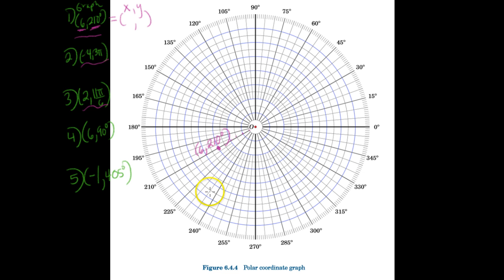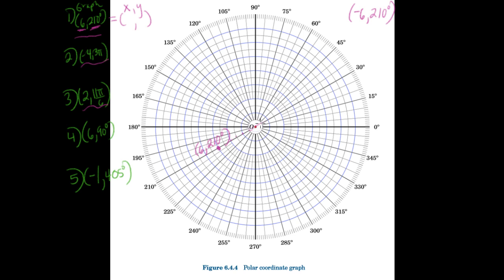Just for practice, what would negative 6, 210 degrees be? So let's write that over here. Negative 6, 210 degrees. Well, we would go around to 210 degrees, and then I'm going to follow this line back through the origin. If you wanted to just double check, you're 2 main marks away, so you're going to be at 30 degrees.